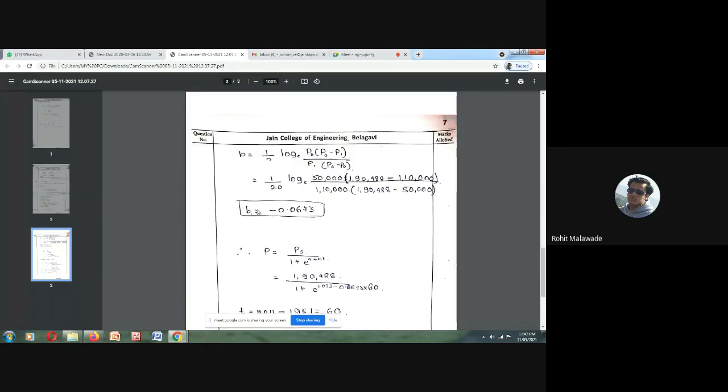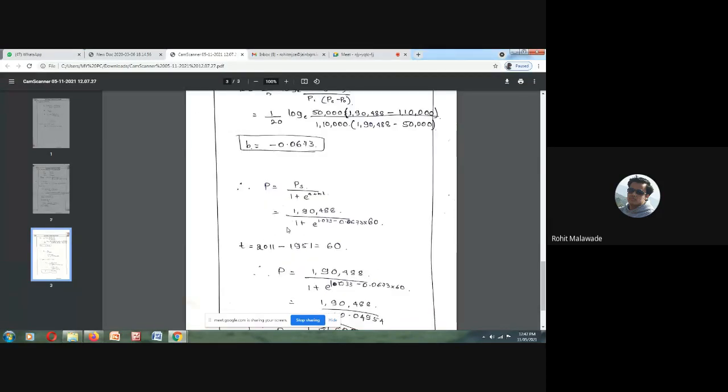B is equal to 1 divided by n log e of P naught into Ps minus P1, divided by P1 into Ps minus P naught. So 1 divided by n is 1 divided by 20 log e. P naught is 50,000. Ps, we have calculated as 1,90,488, minus P1 which is 1,10,000, divided by P1 1,10,000 into the bracket Ps 1,90,488 minus P naught 50,000. So we get the B value as minus 0.0673. So B is in the negative term.